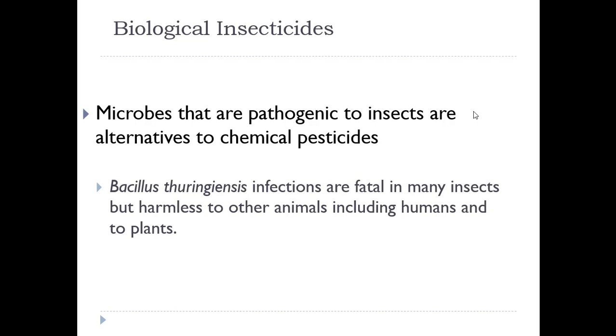Biological insecticides. Certain microbes can be useful for infecting insects. So if we are trying to control the insects that are harming our food, then we might use microbes that are pathogenic to them but not to us, such as Bacillus thuringiensis. Don't know if I said that right.